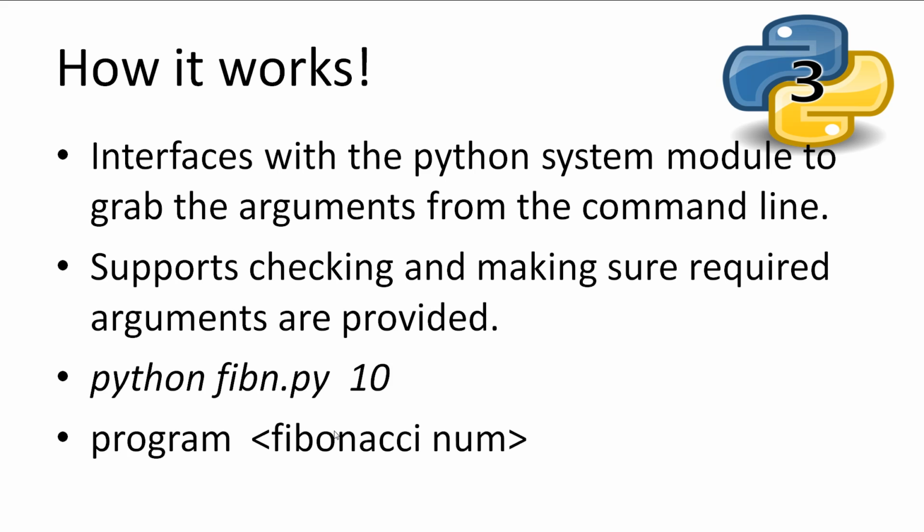Options are a dash and then a letter or word. Arguments usually will just be data from the user. These options and arguments come after the program in the command line.